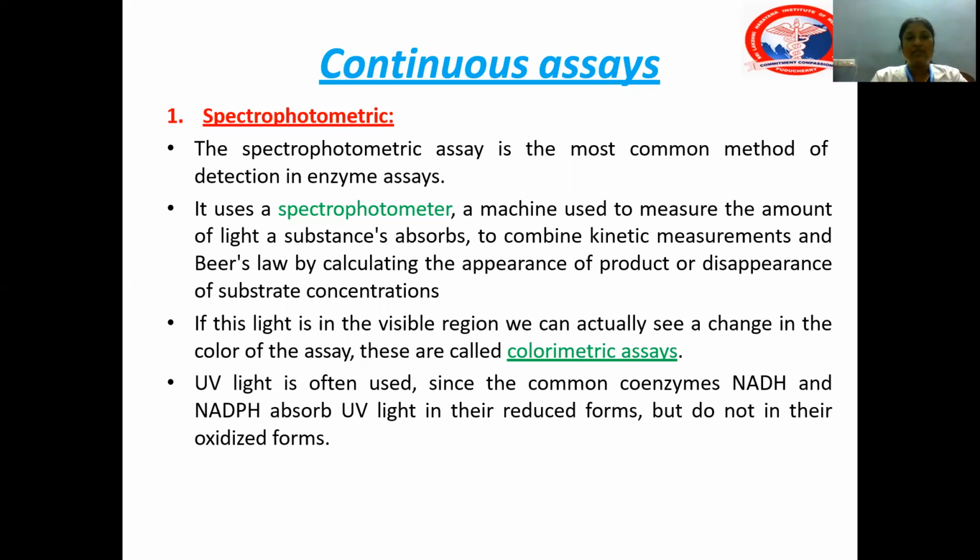If the light is in the visible region, we can actually see a change in the color of the assay. These are called colorimetric assays. If UV light is used, the common coenzymes employed are NADH and NADPH, which absorb UV light in their reduced form, but do not in their oxidized form. These are the reduced forms, that is NADH and NADPH. Their oxidized forms are NAD and NADP.